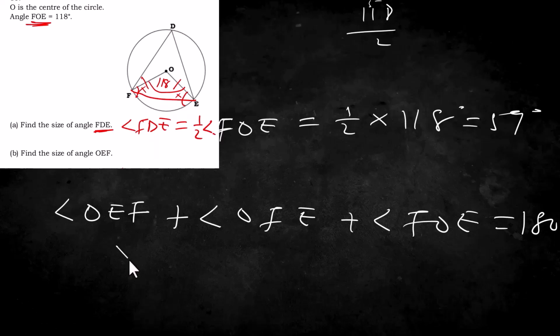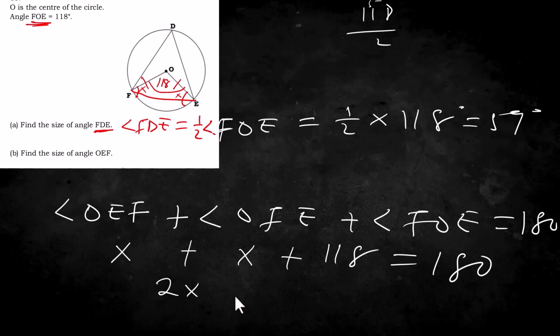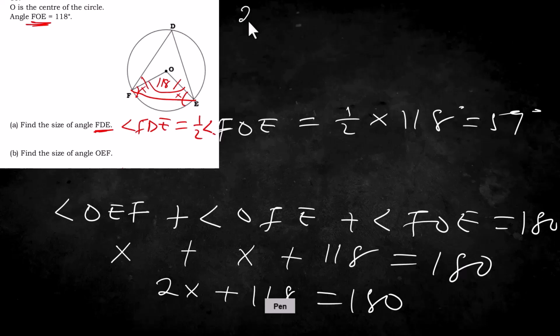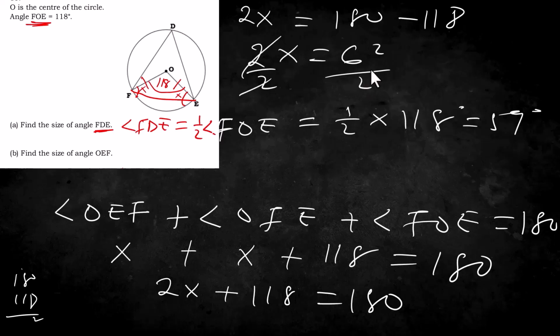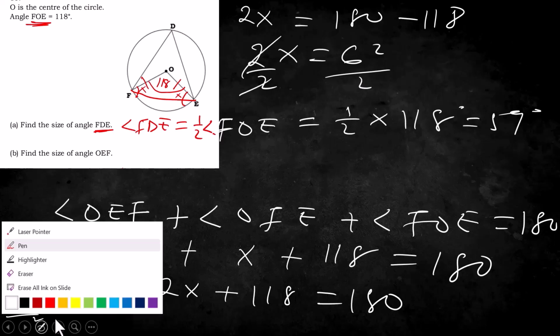So OEF plus OFE is X plus X plus 118 equals 180. So we have 2x plus 118 equals 180. Let's solve x here. 2x is the same as 180 minus 118, which is 62. So 2x equals 62. Dividing both sides by 2 makes x 31. So OEF is 31 degrees.